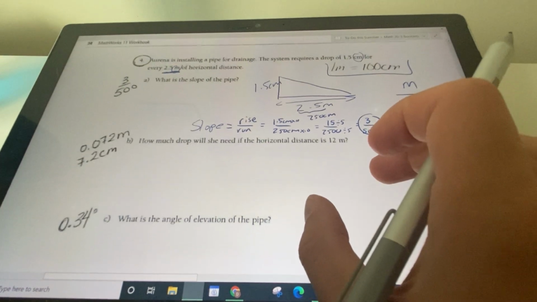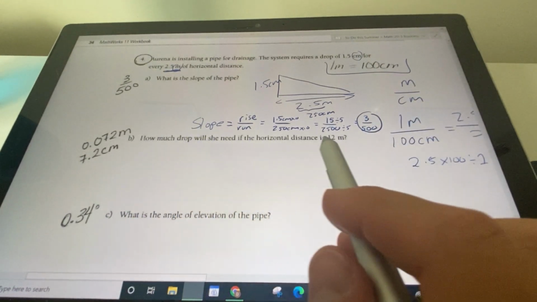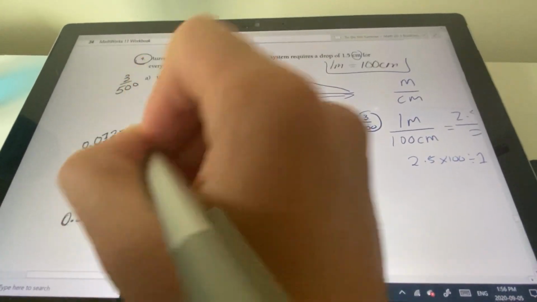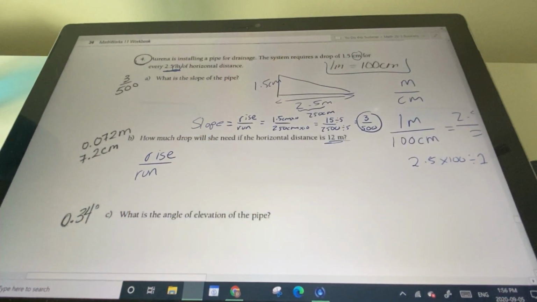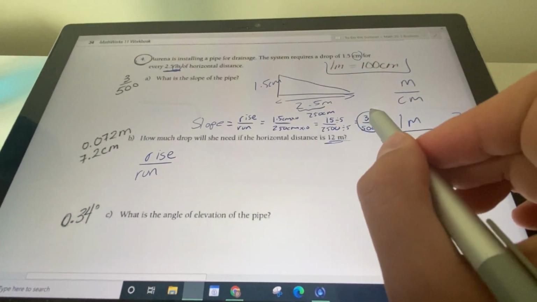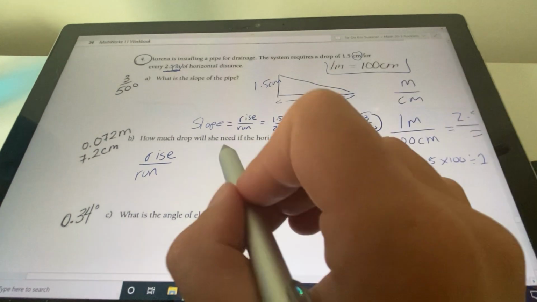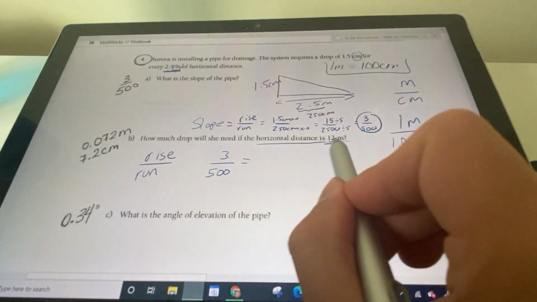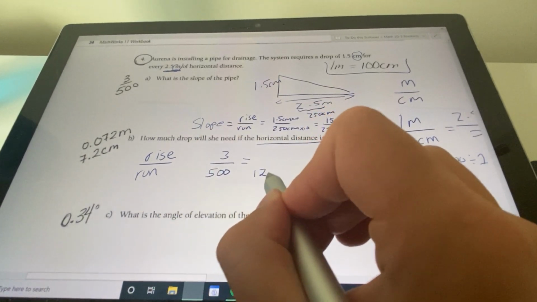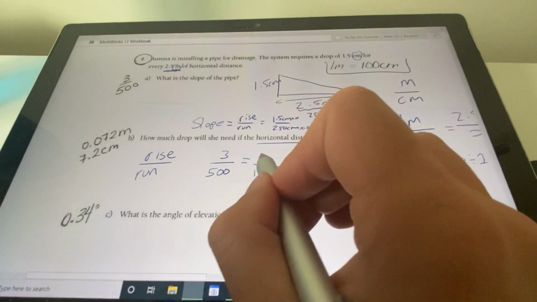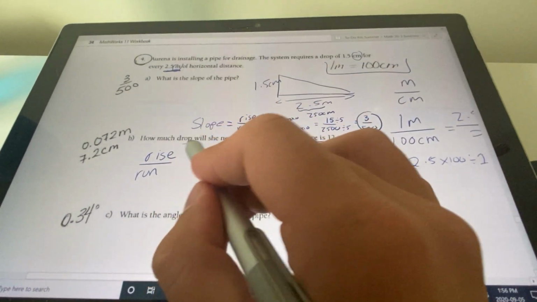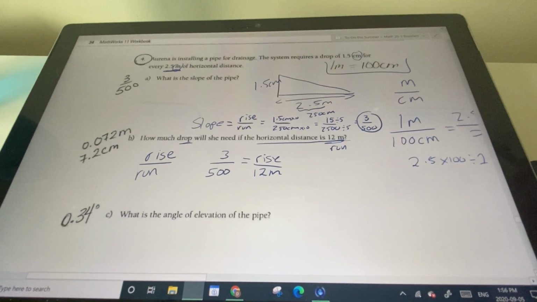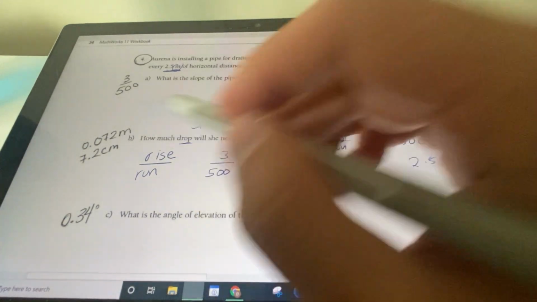Okay. Now, how much drop will she need if the horizontal distance is 12 meters? Remember, we now have a ratio that we can use, rise over run. For every 3 rise, we have to go 500 over. So 3 over 500 equals, well in this case, a horizontal distance of 12 meters. That's our run. This is the run. And then we're trying to figure out what the drop is. Drop is also known as the rise. Okay, we're not talking about going up. In this case, we're just talking about going down, which is the same thing in terms of rise over run.